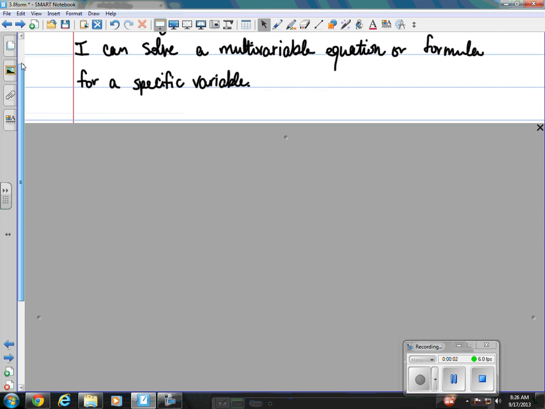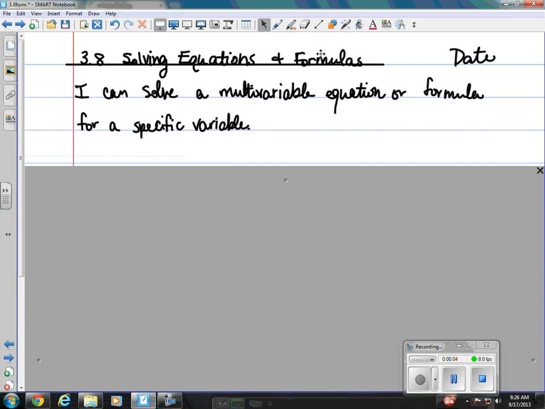Okay, welcome to lesson 3.8, solving equations and formulas. Today's state, go ahead and put that up in the corner. And our I can statement is that I can solve a multivariable equation or formula for a specific variable.